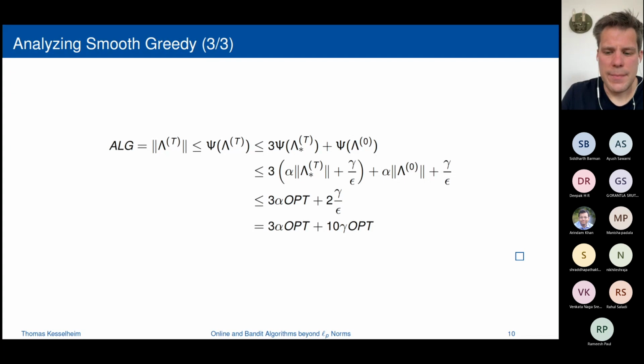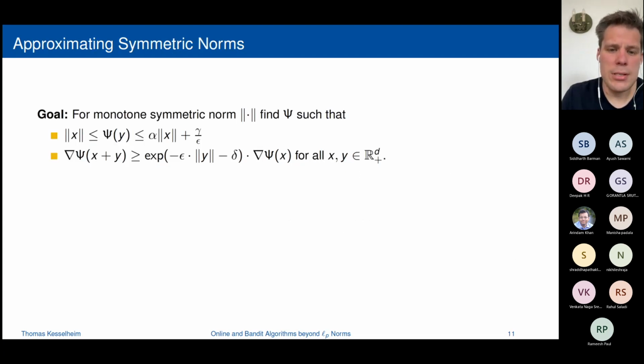Good. So that's the first part. Now the second part is, as I was mentioning, which norms admit such gradient stable approximations? And what we show is that actually every monotone symmetric norm admits such a gradient stable approximation. So once again, what we want to do is, given any monotone symmetric norm, find a function psi which fulfills these two properties: that it approximates the norm, and that it fulfills this gradient stability.